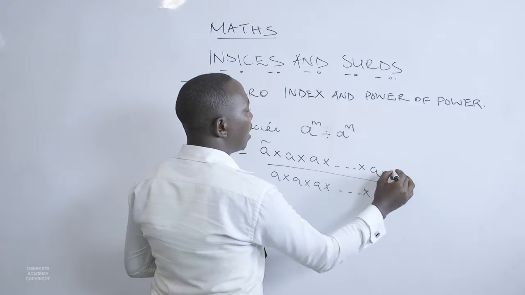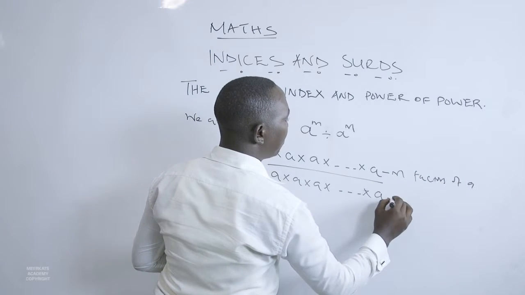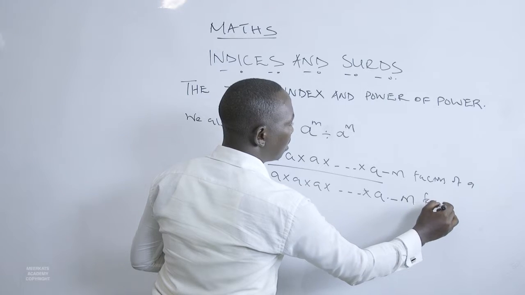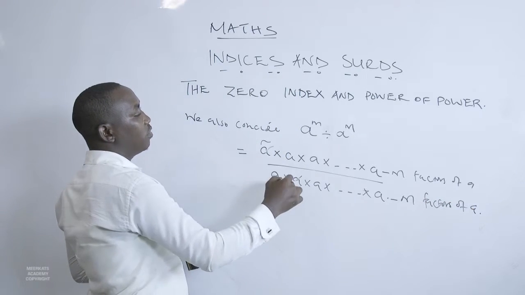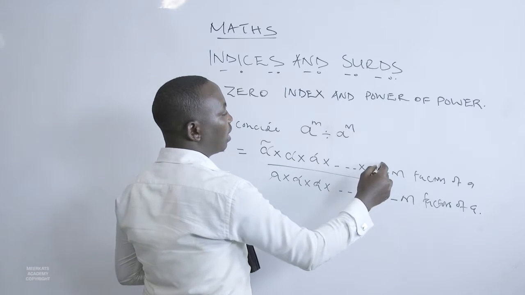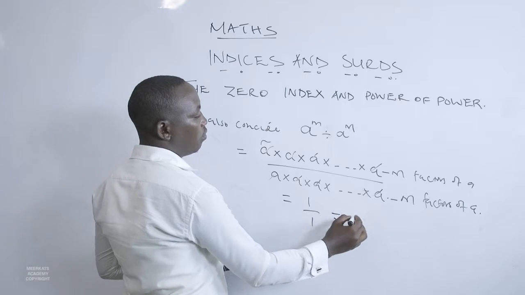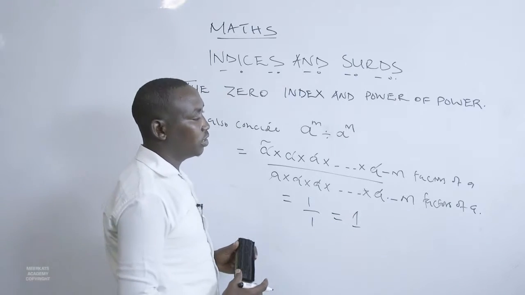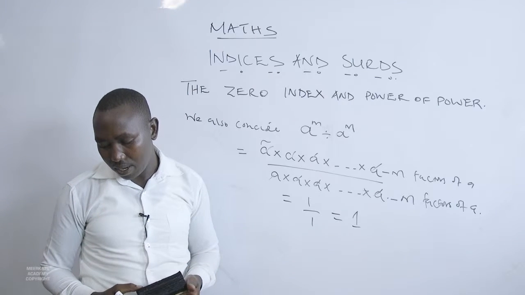These are the m factors of A. Also, these are the m factors of A. So whenever you do that, you'll find that all these will cancel out, which will simply give you 1 over 1, which when simplified, will give you a total of 1.